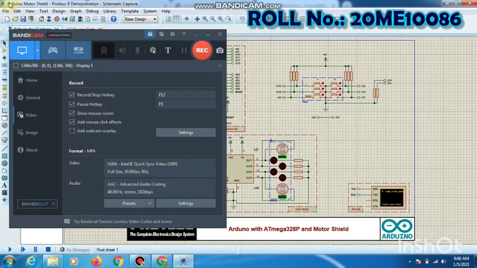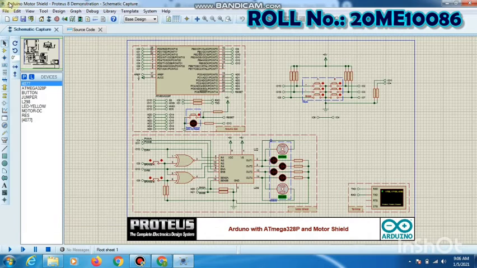I am Tanmay Mohanty, roll number 20ME10086, section 1. Here I am with my solution of the Arduino motor problem. I have opened the sample project of the Arduino motor shield, and here is the Arduino board. As you can see, it is the H bridge motor driver. I am going to explain what an H bridge is.